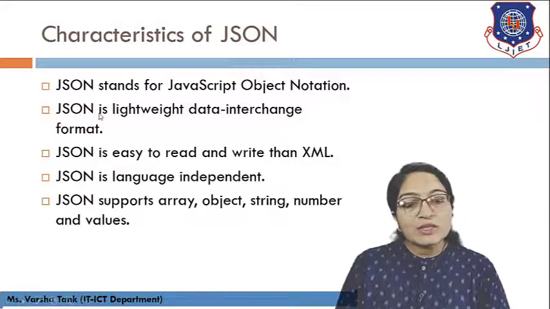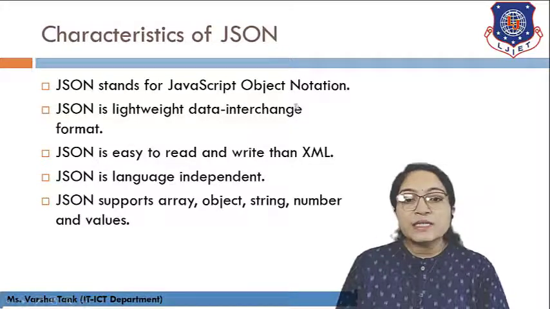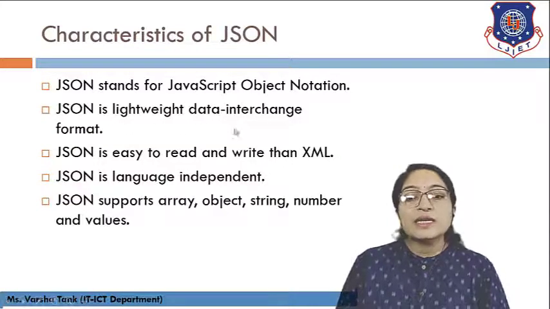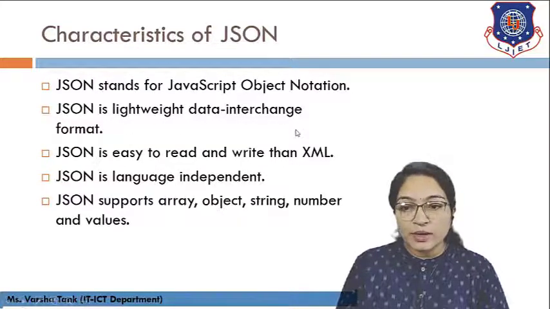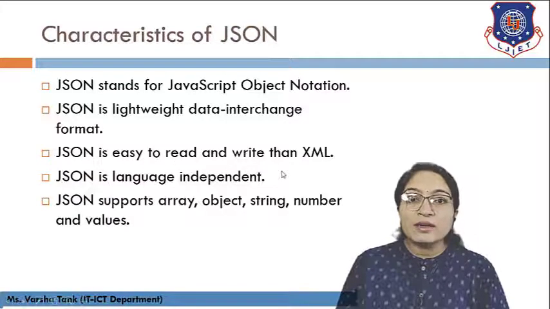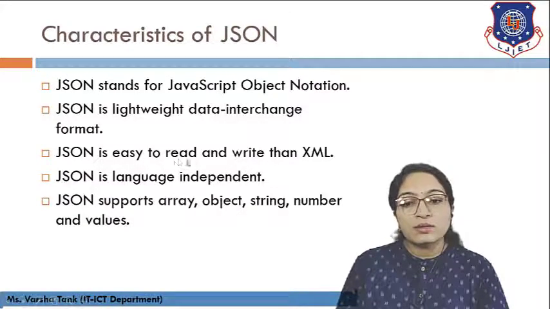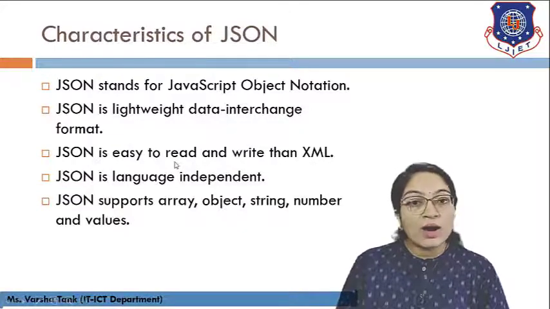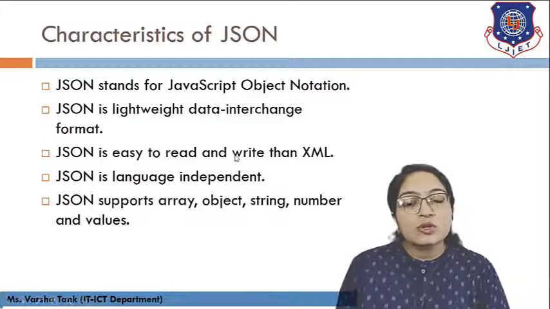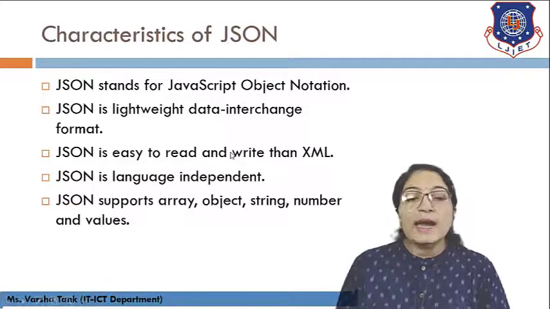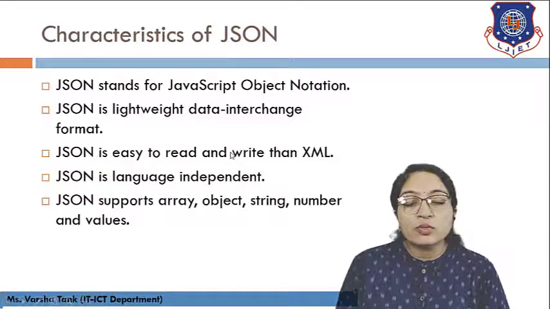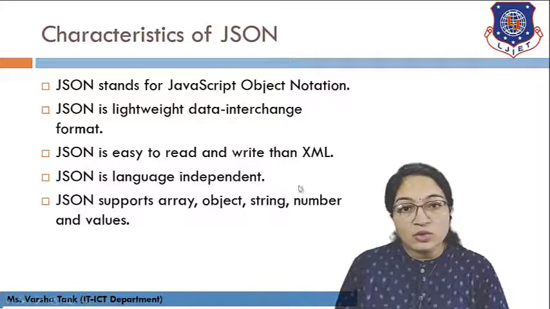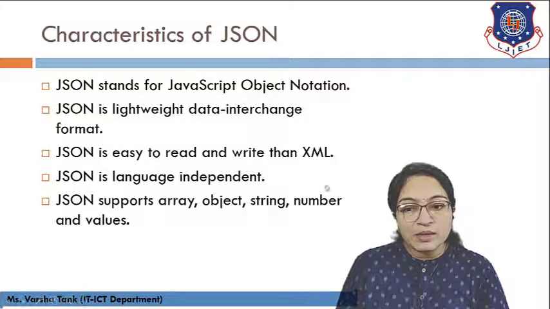Which are the characteristics of JSON? JSON stands for JavaScript Object Notation, which we have seen in the previous slide. JSON is a lightweight data interchange format. It is easy to read and write, easier than XML. Why? Because it is in human-readable form, and in XML you have to strictly follow the rules and regulations of XML. But here you can create an array also. That array is not supported by XML.